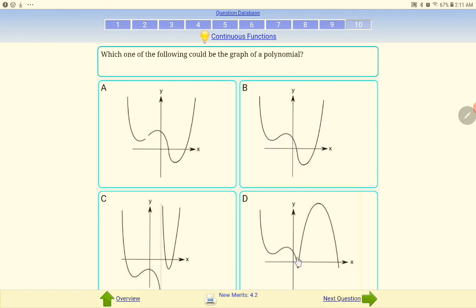D is continuous, but right here you've got a sharp turn. So there shouldn't be any points or cusps. So that one has a little cusp right there, so that one is not a polynomial. So it must be B.